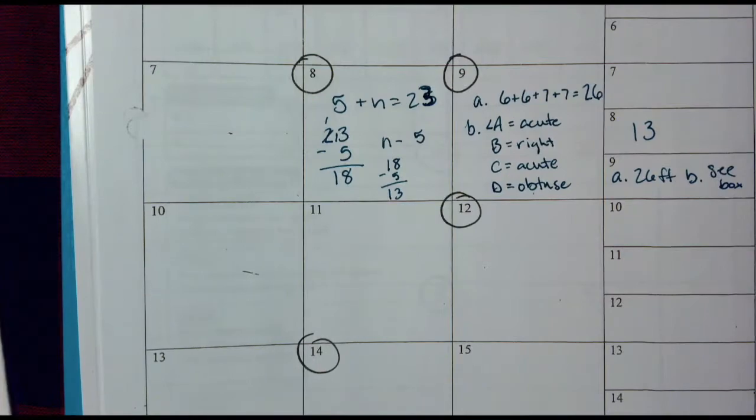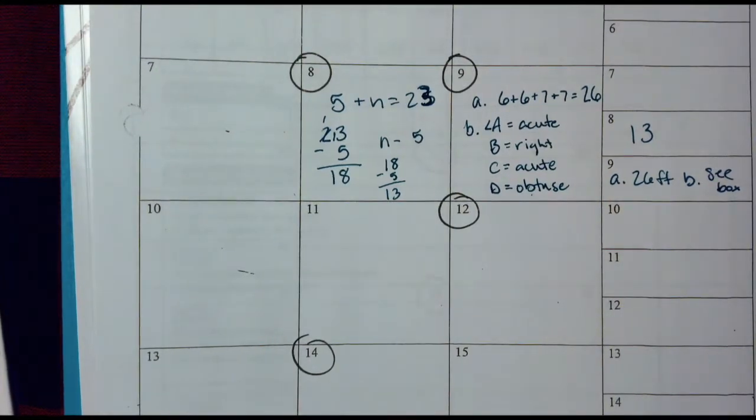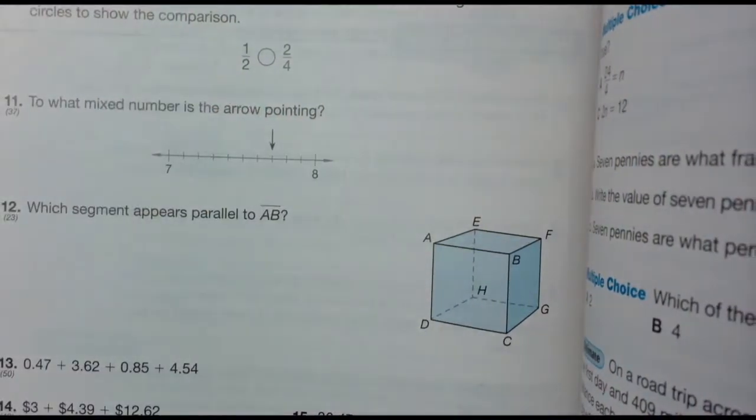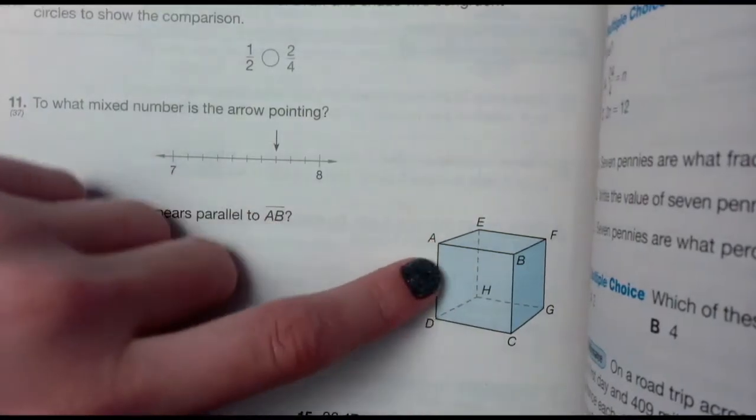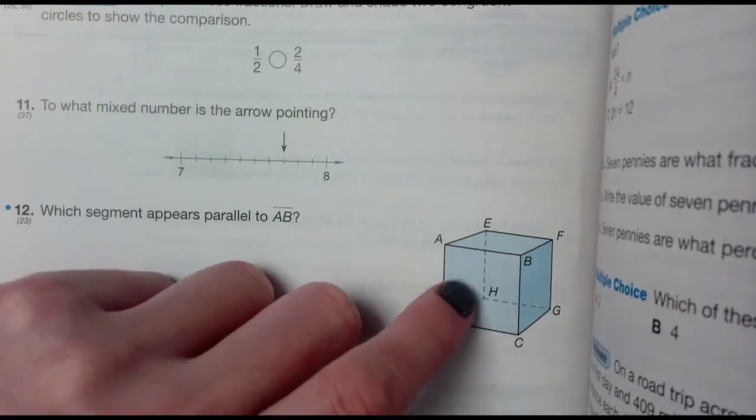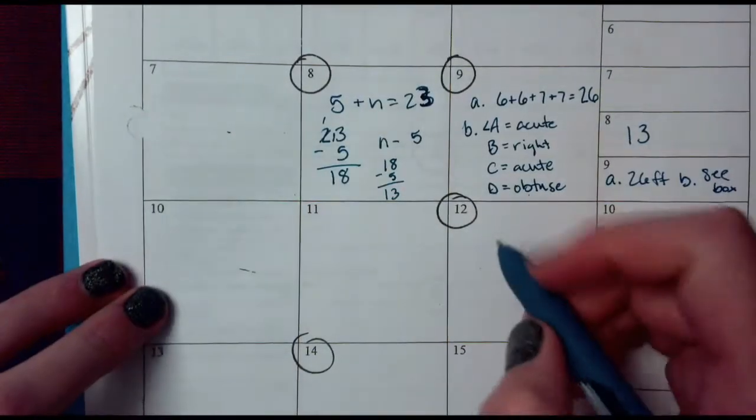12 says which segment appears parallel to AB. Parallel to AB. Never going to touch it. You could have EF, you could have DC, you could have HG. Those are all going to be parallel to it. I'm just going to use DC.